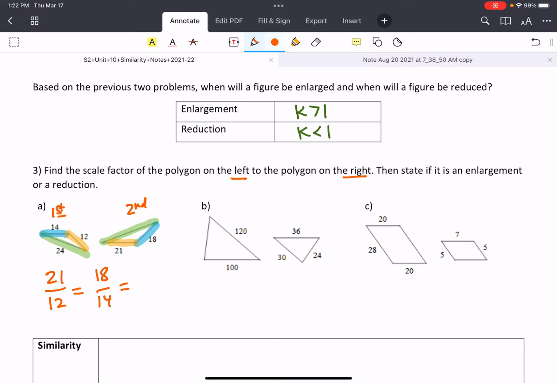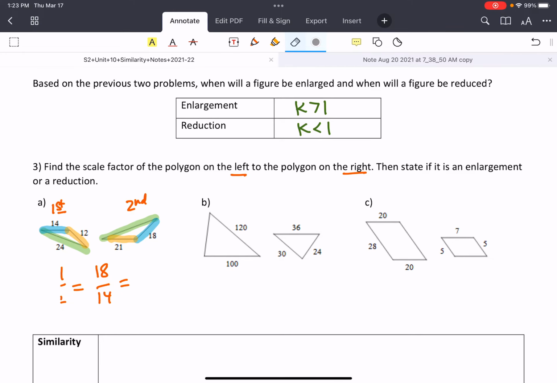And let's just double check that in the calculator. Did I do that wrong? You know what? It's okay. I have done some wrong math, but that's okay. So we just need to put two of them together. Let's do our 18 divided by our 14. And that would be our scale factor right there.